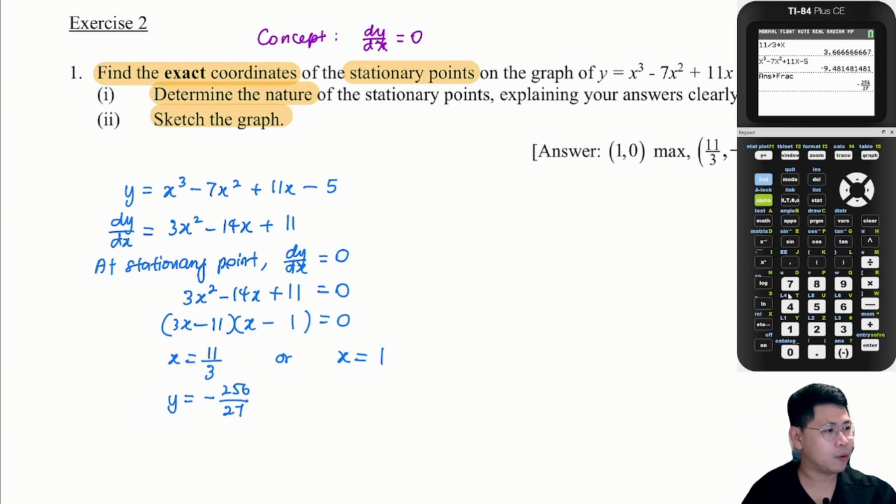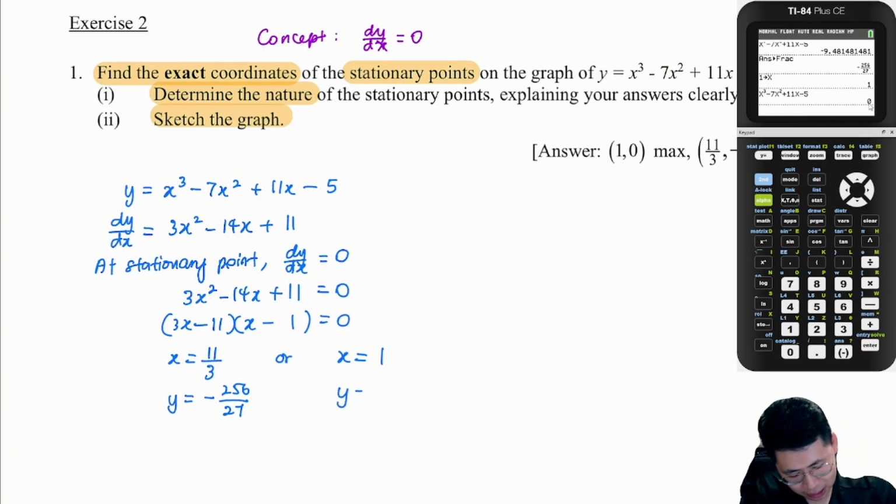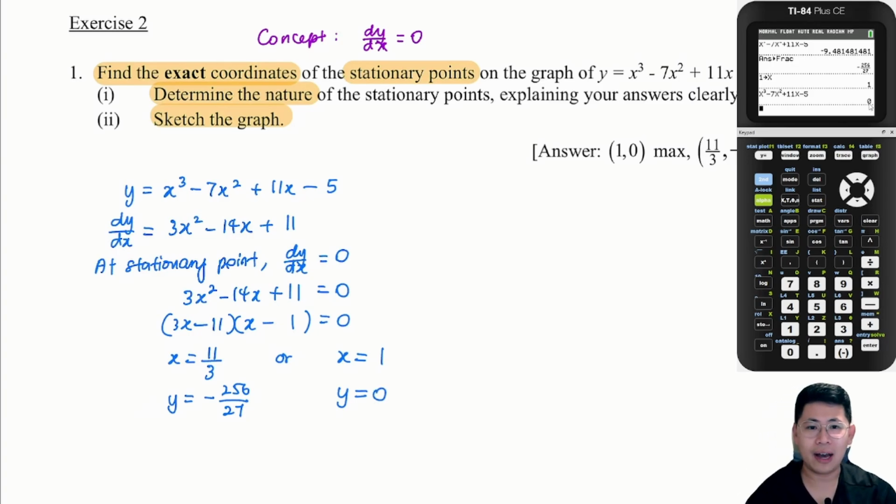Now, for the next one, I'm going to store 1 into x, so replace x with 1. Then using the history function, I go back and press enter to call the expression down here. Then I press enter again, now with x equals 1. You see now the value changed already. So over here, y equals 0. This is how I make use of the calculator to calculate things fast.